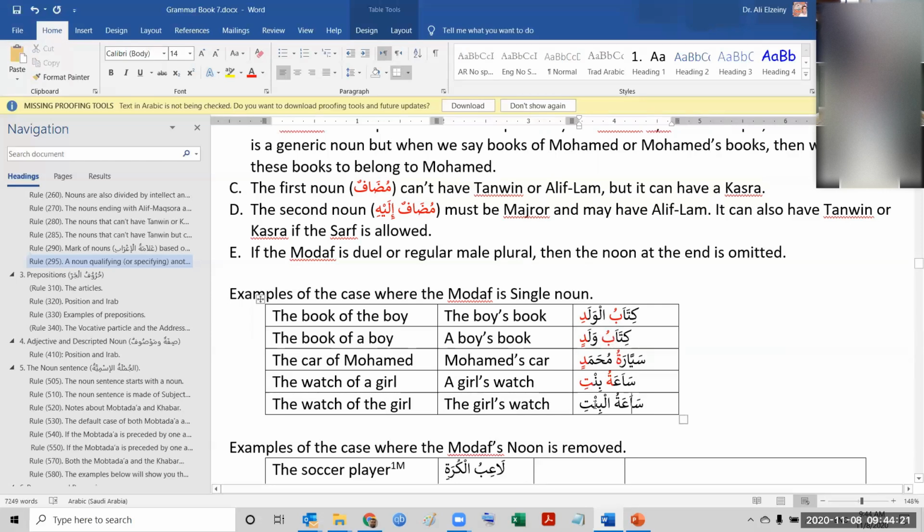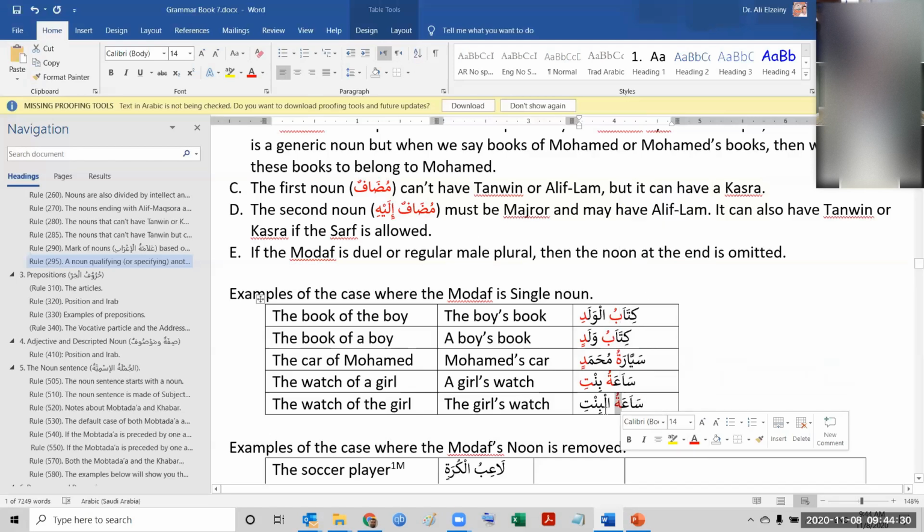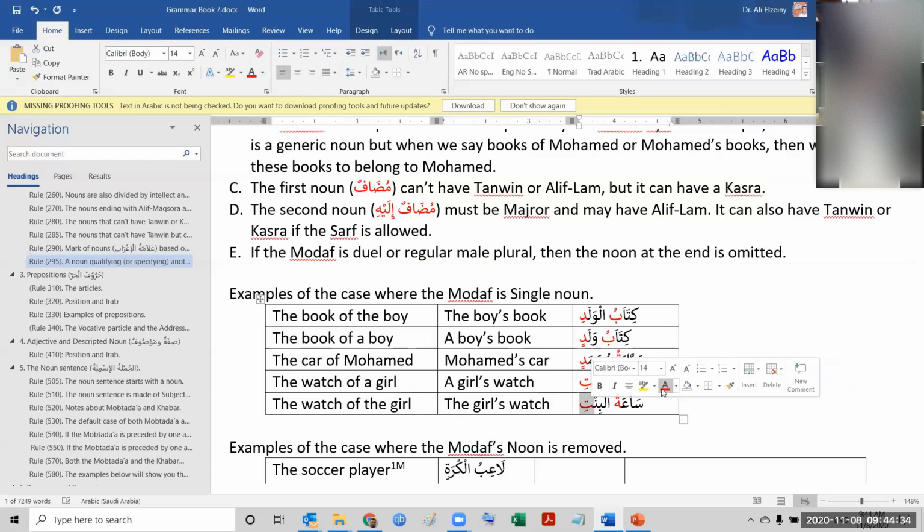If you add alif lam, then again, this default is marfu'. Default means it's not always marfu'. There are cases where it's not marfu'. And then al-binti, it has kasra.